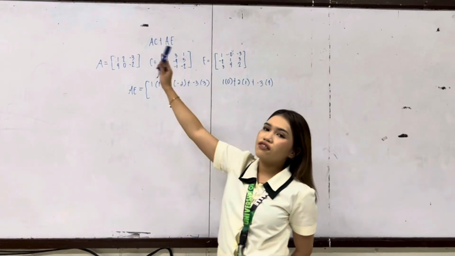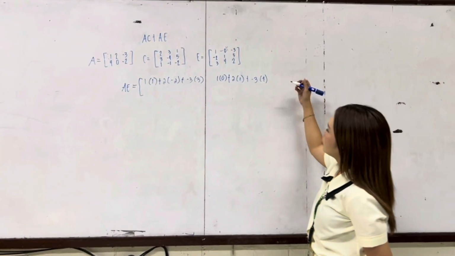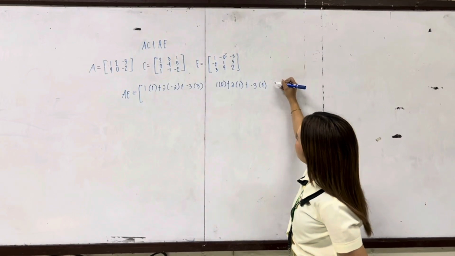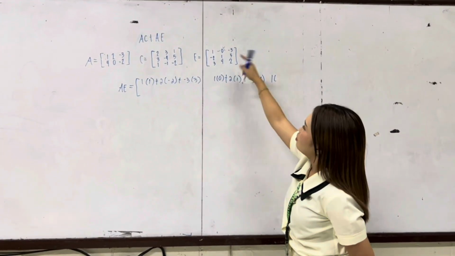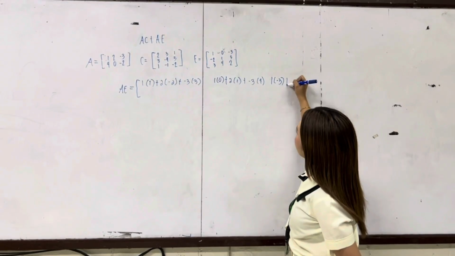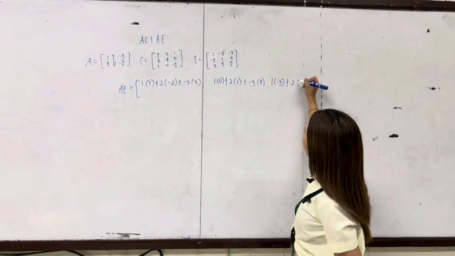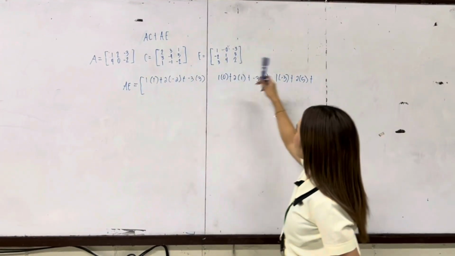Next, still the first row of A to the third column of E. 1 times negative 3 plus 2 times 5 plus negative 3 times 2.